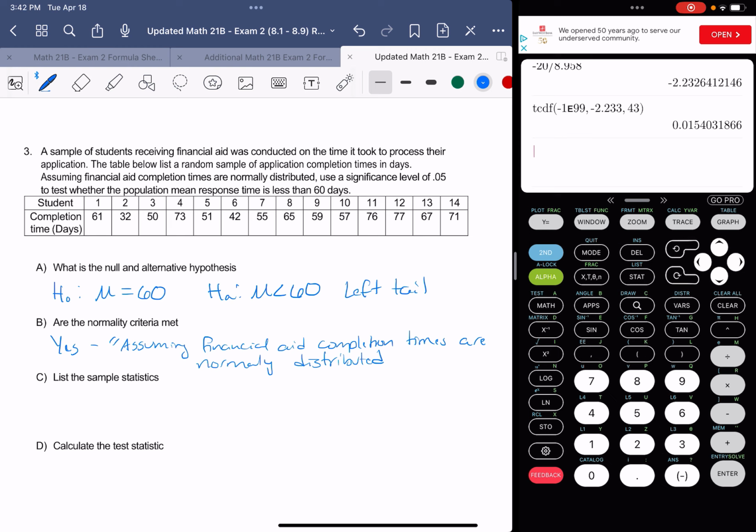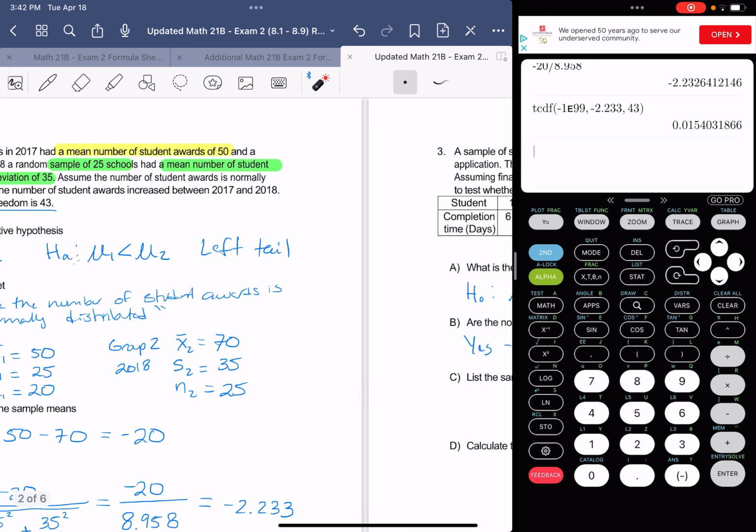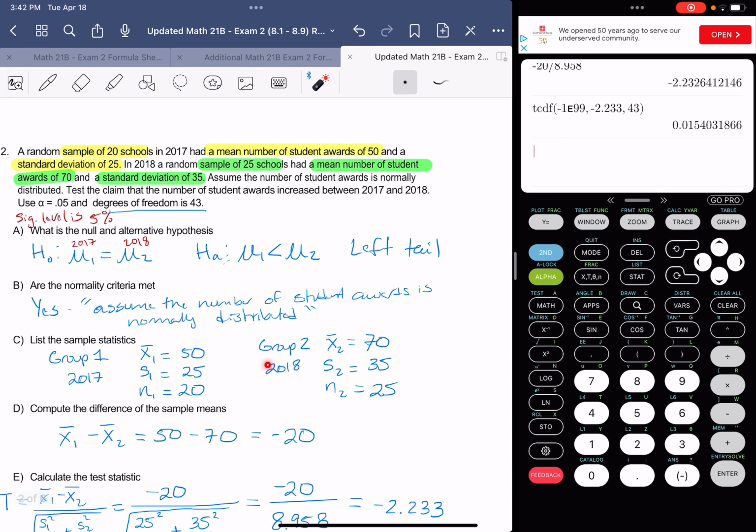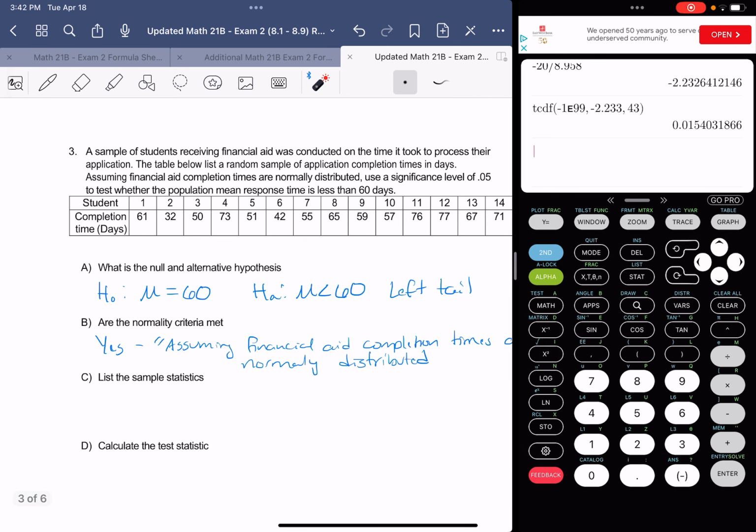Part C, list the sample statistics. And remember, the sample statistics are your mean, sample standard deviation, and n. Do I have to do it 2 times, like how we did here with 2 groups, or just one set of list? Just one set, because we're not working with 2 different groups. This is a single sample, one sample, hypothesis test.